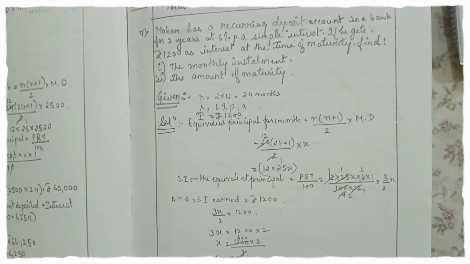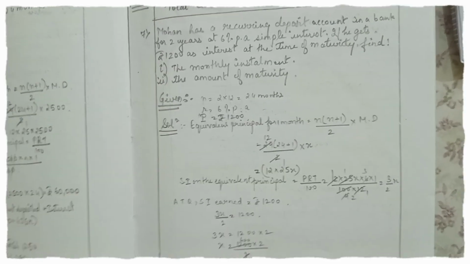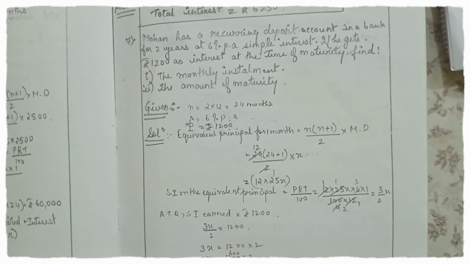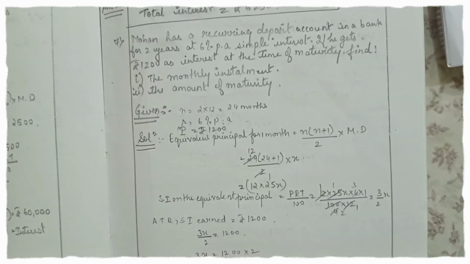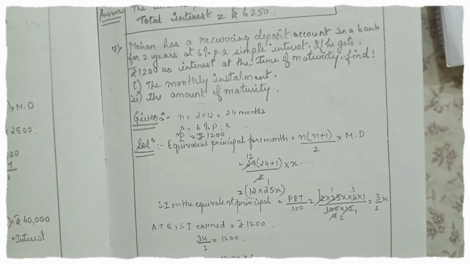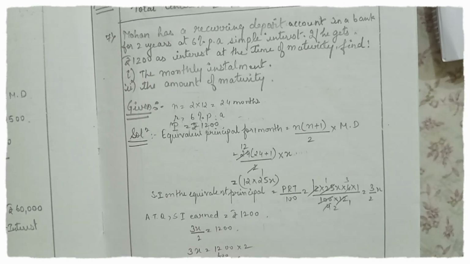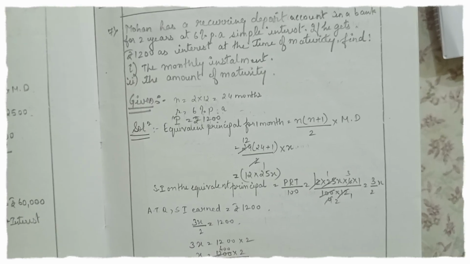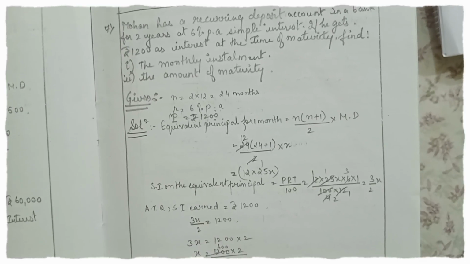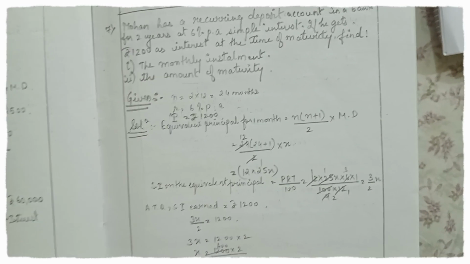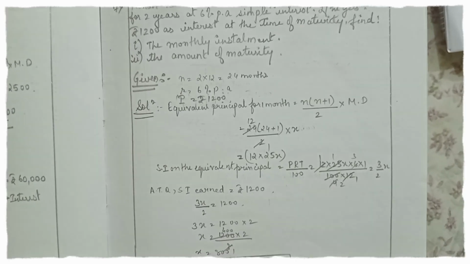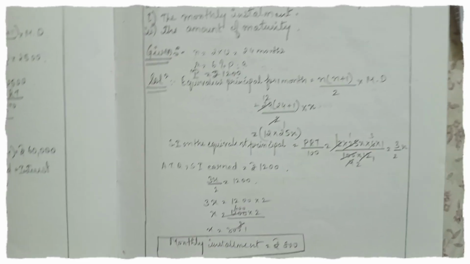Sum number 7. Mohan has a recurring deposit account in a bank for 2 years at 6% per annum simple interest. If he gets rupees 1200 as interest at the time of maturity, we're supposed to find the monthly installment and the amount of maturity. Given N is equal to 2 into 12, that is 24 months, R is equal to 6%, I is equal to rupees 1200.